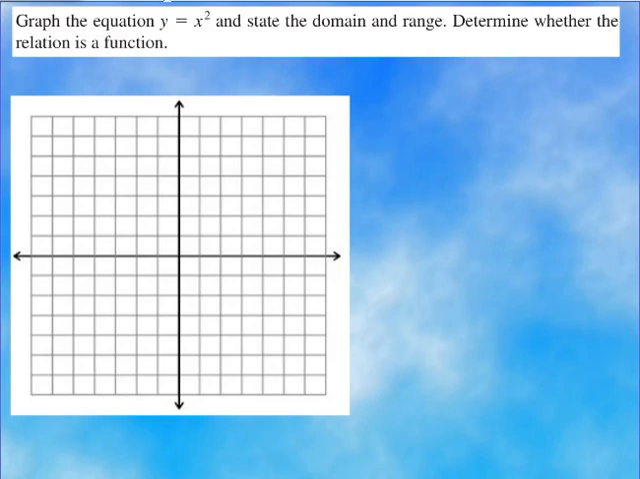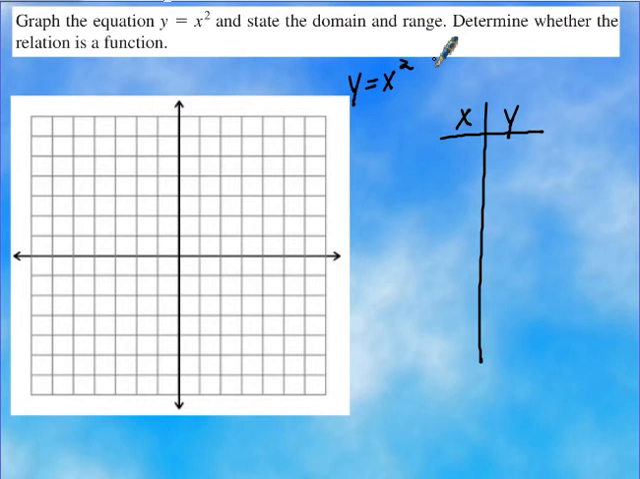y equals x squared. State the domain and range, determine whether the relation is a function. So we're going to do a little bit of all. x, y. We're graphing the function y equals x squared. You've done this before, right? Plug in 0. You get 0 squared, which is 0. Plug in 1, you get 1 squared, which is 1. Plug in 2, you get 2 squared, which is 4. Don't forget to plug in your negative values as well.